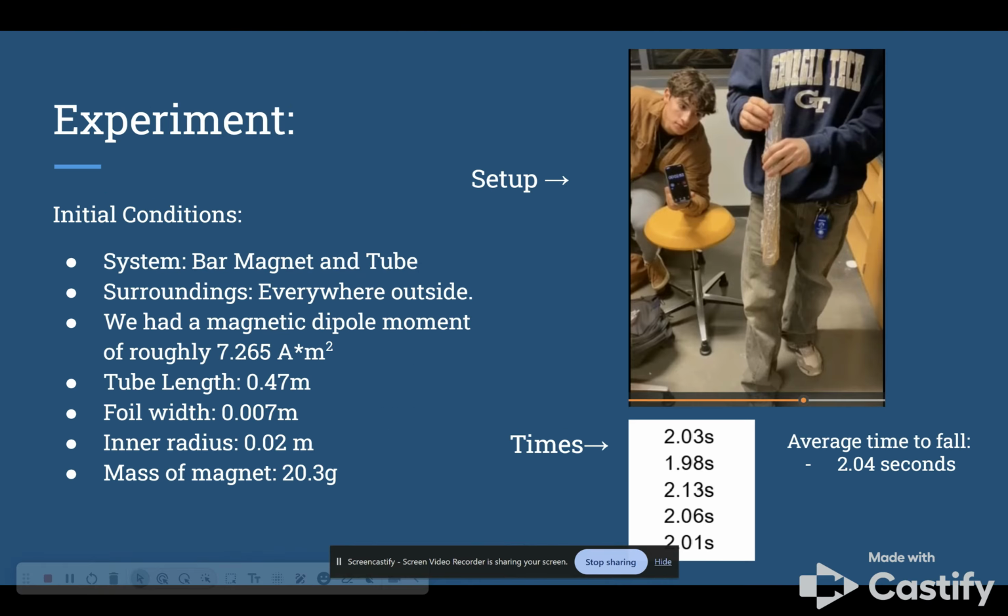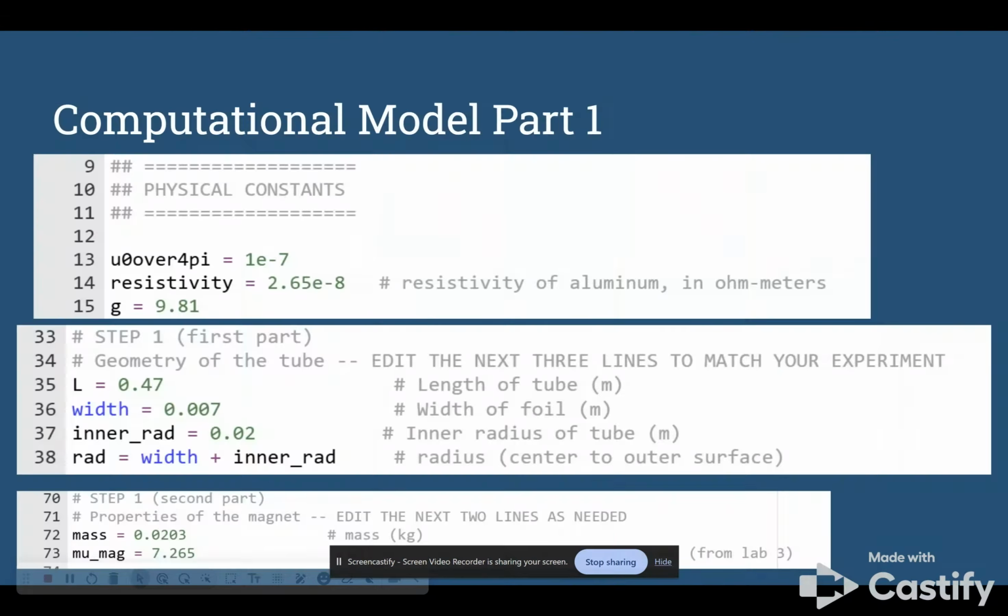Right, so here's the experiment. The initial conditions were that the system was the bar magnet and tube, and the surroundings were everywhere outside. We had a magnetic dipole moment of roughly 7.265 amperes times meter squared, and this was calculated from the previous lab. And then we got the tube dimensions and the times it took to fall. The average time was about 2.04 seconds.